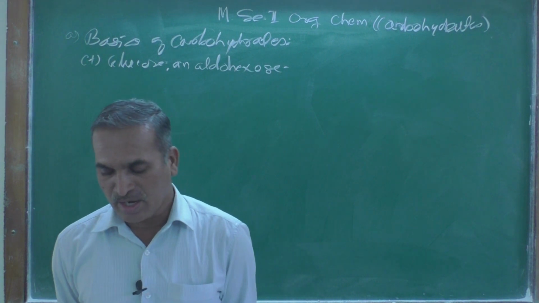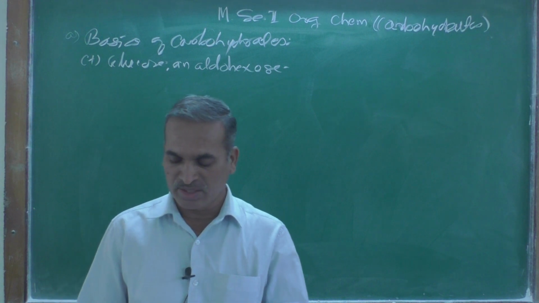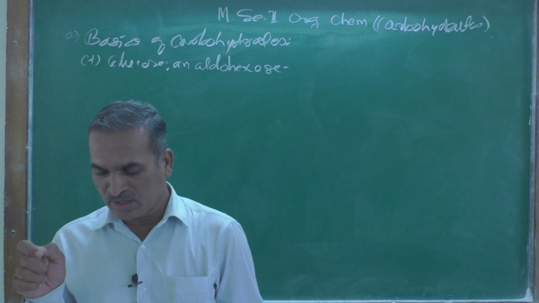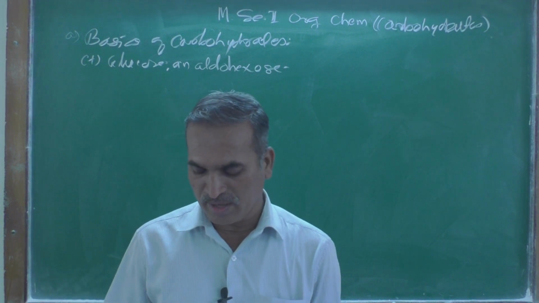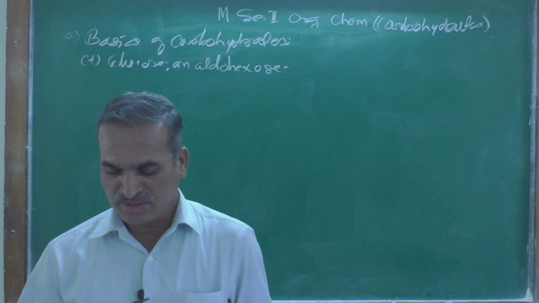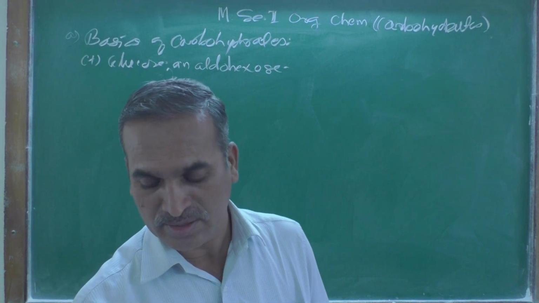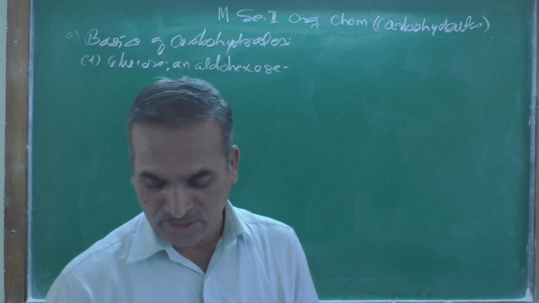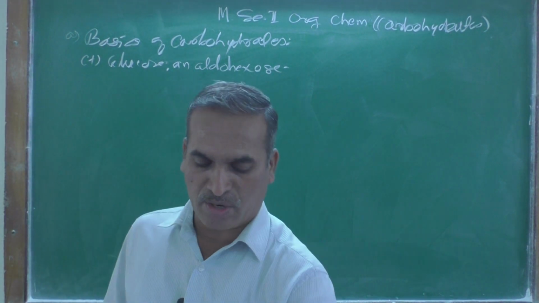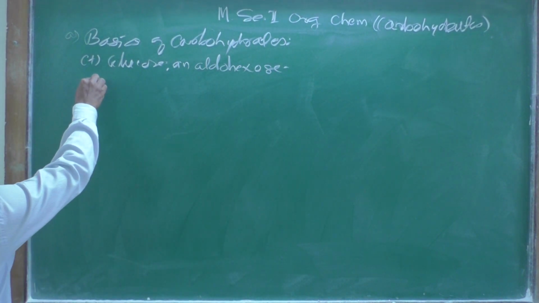Plus glucose has the molecular formula C6H12O6, as shown by chemical analysis. And now let's see collectively, as we know the structure of glucose, how we generally write the structure of glucose. It is this one.